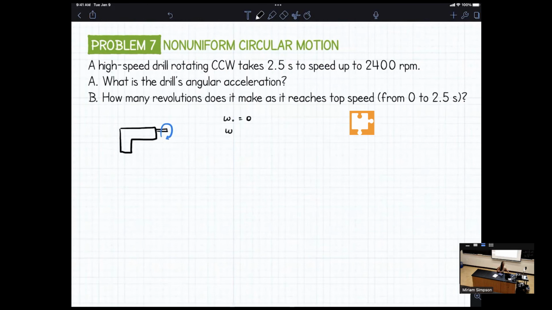Oh, sorry. Can't see what I'm doing. Cool. You can't see my terrible drill drawing. Now you can. All right. So, all right. Let's start. We're good.